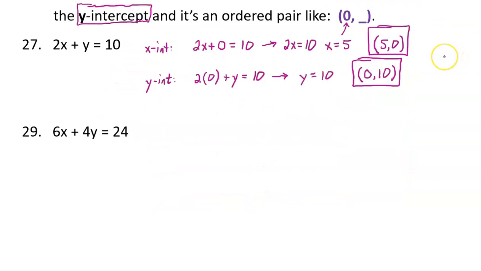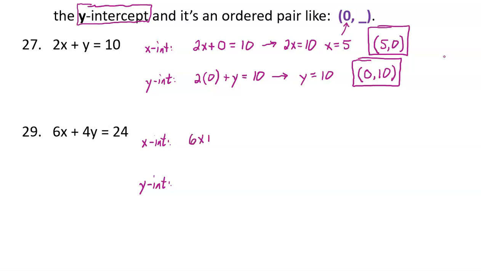Now number 29, same directions. We're going to find 2 points on the graph of the line. One of them is called the x-intercept point, and the other one is called the y-intercept point. Now, to find the x-intercept, what letter do you fill 0 in for? You fill in a 0 for the letter y.